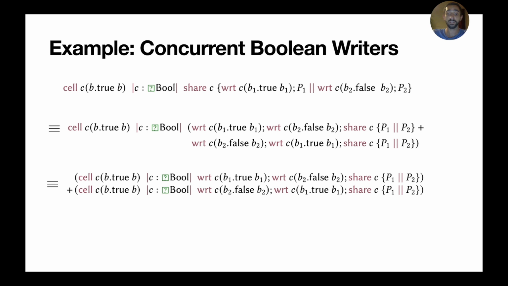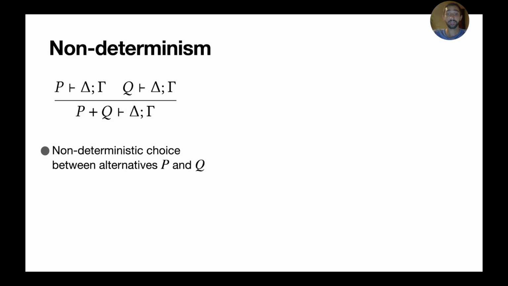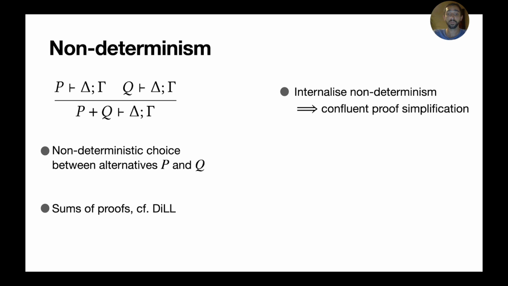Reductions on its summands are now independent, and after the four write operations, we obtain a non-deterministic sum of two cells, whose state depends on the last write operation that took place. A sum process represents a non-deterministic choice between two alternatives, each offering the same typing context. Sums are also present in differential linear logic, where cut elimination needs to generate sums of proofs. Sums internalize non-determinism, allowing us to define a confluent proof simplification.